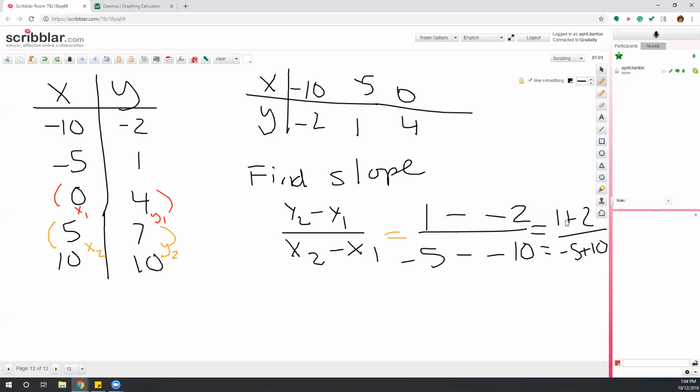Okay. So now we do the addition. 1 plus 2 is 3. -5 plus 10 is 5. And that would be our answer. And that's your final answer.